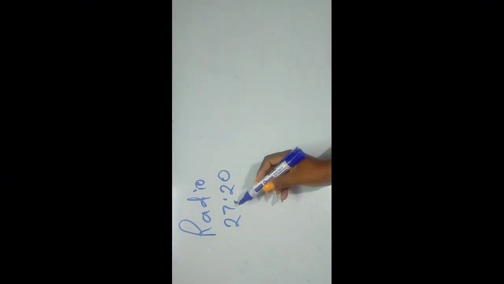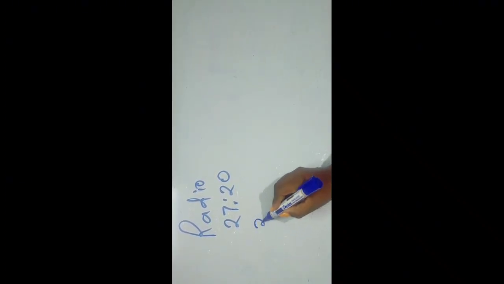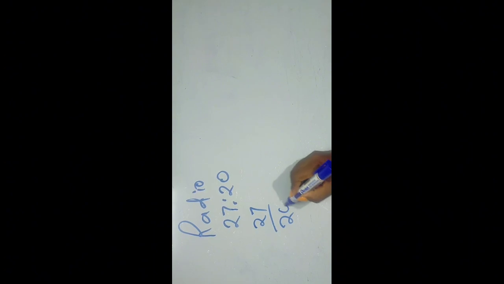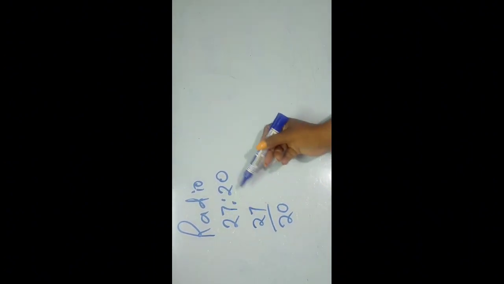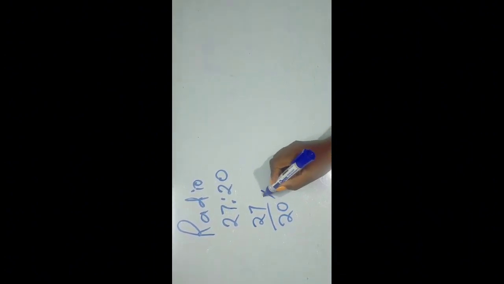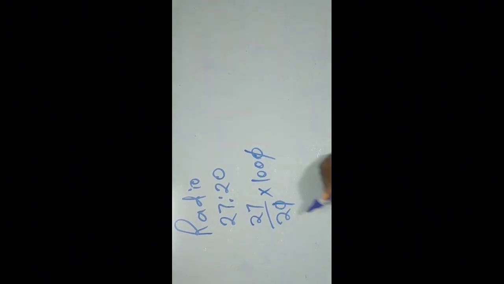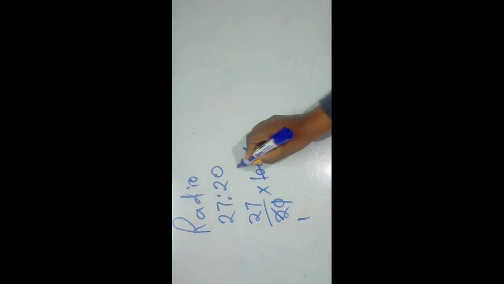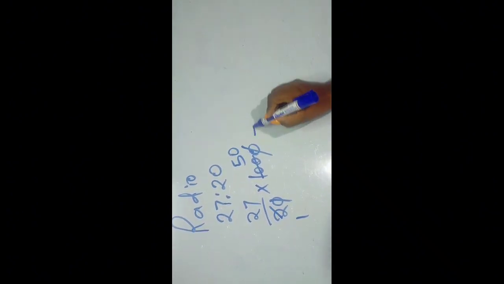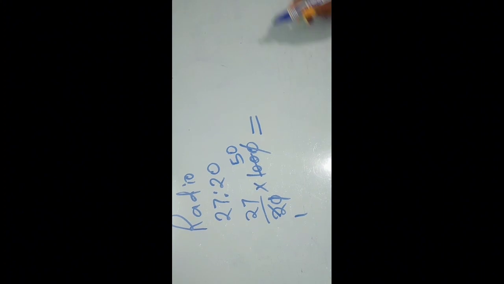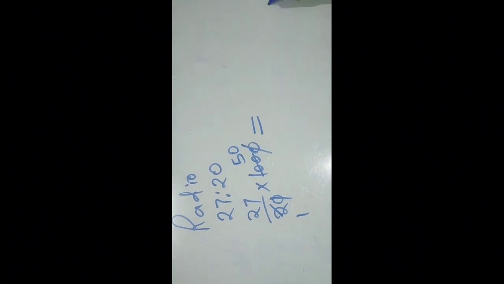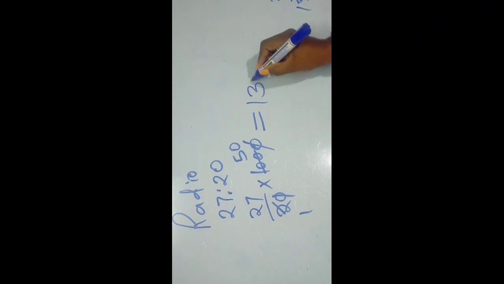So we shall just take the increase because 27 over 20 is greater than 1. So that is the ratio representing the increase multiplied by 1,000. This goes and this goes. 1 by 2, 50. 270 times 50. 270 times 5 is 1350. So the new price will be 1,350.